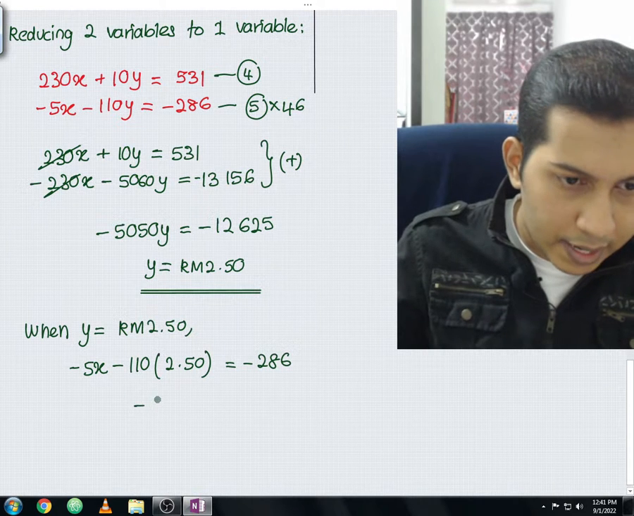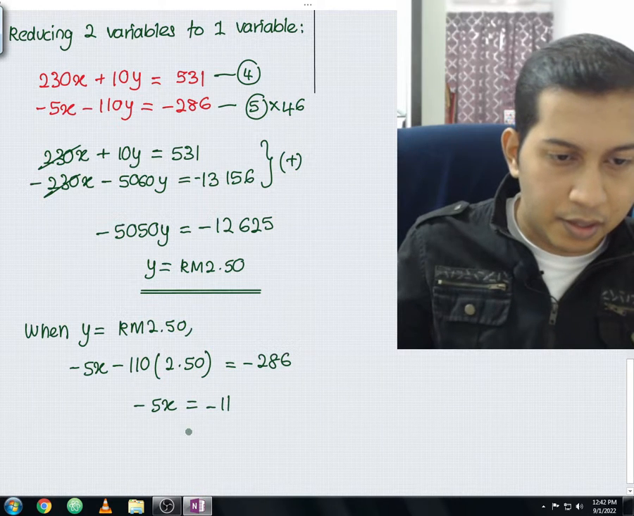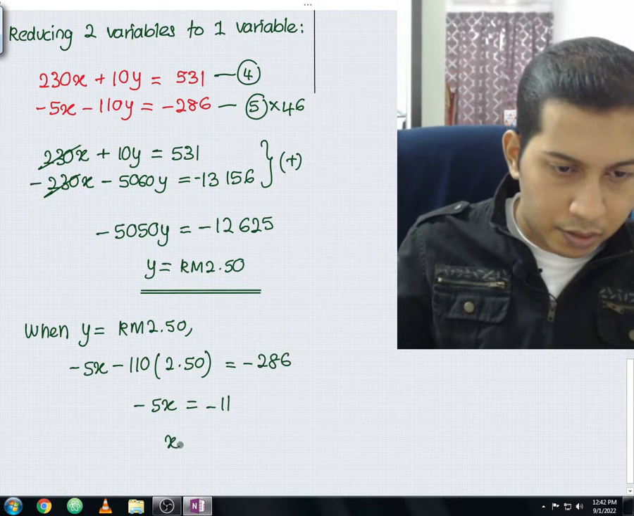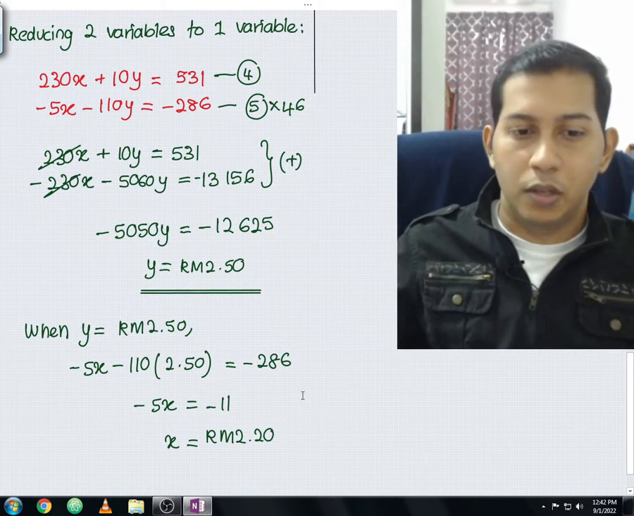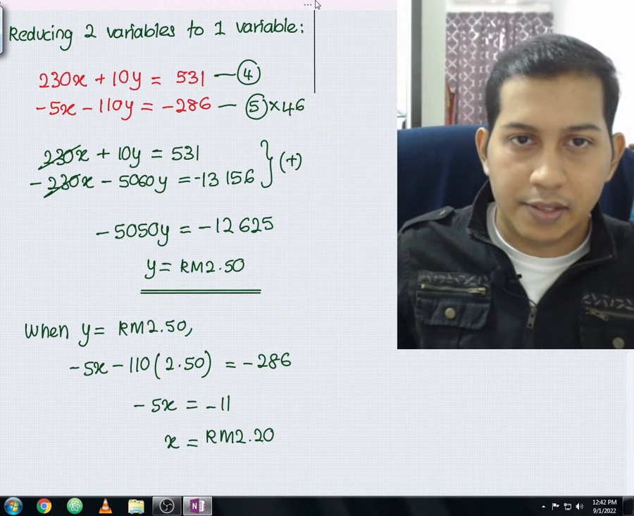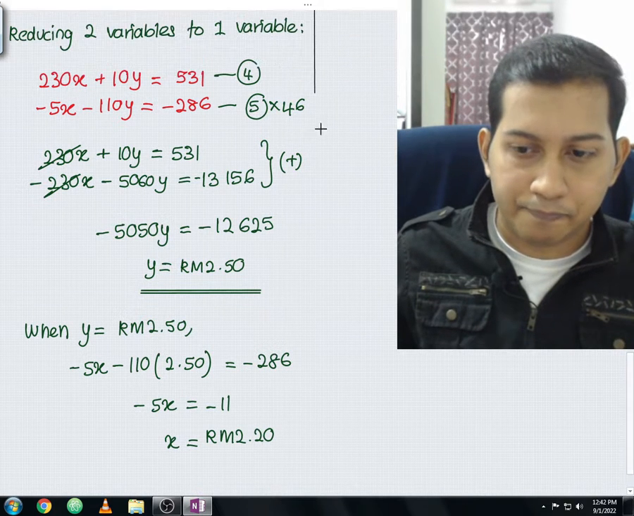So from here you calculate. You get negative 5x equals to negative 11. So you calculate the x, and you should be getting 2 ringgit 20 cent. So this is your second solution. Let me underline this.